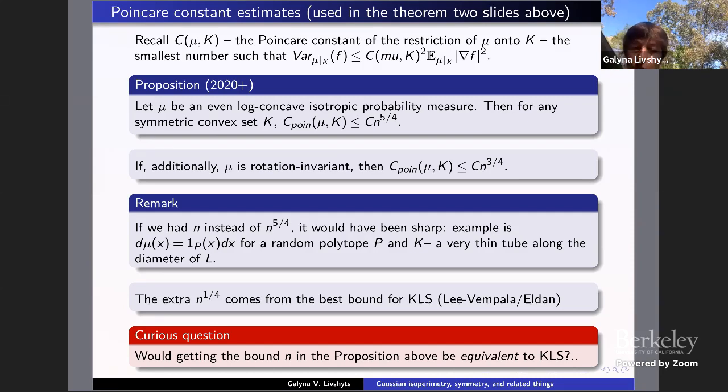Here, it's not hard. I'm curious if it's equivalent. And again, I'm sure that experts here would say, of course yes, or of course no. I mean, I don't know. But I'm curious if it's true that if we can get the bound of every restriction being of order n, then necessarily the Poincare constant of the isotropic log concave measure would be constant. Either way, that's it. Thank you very much.